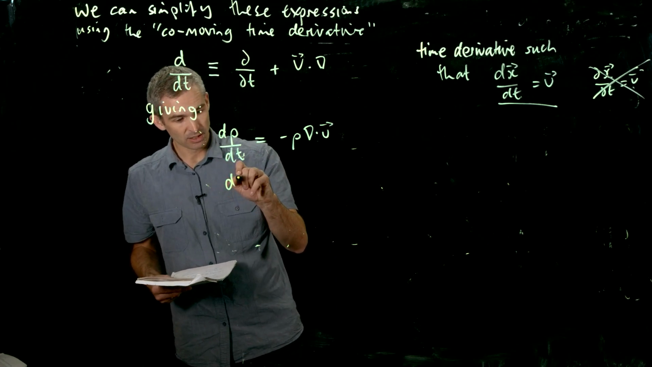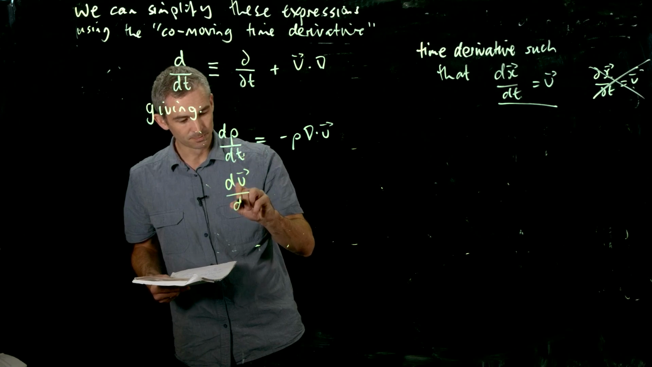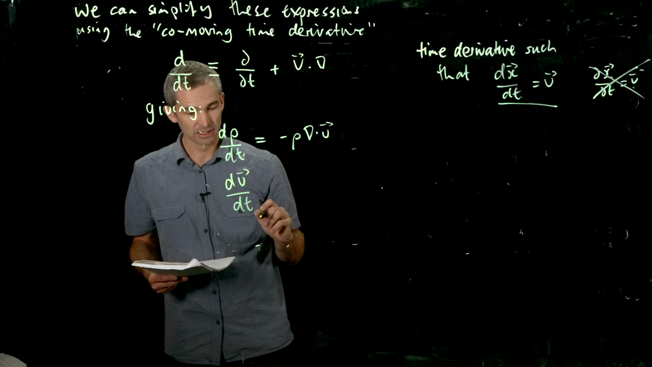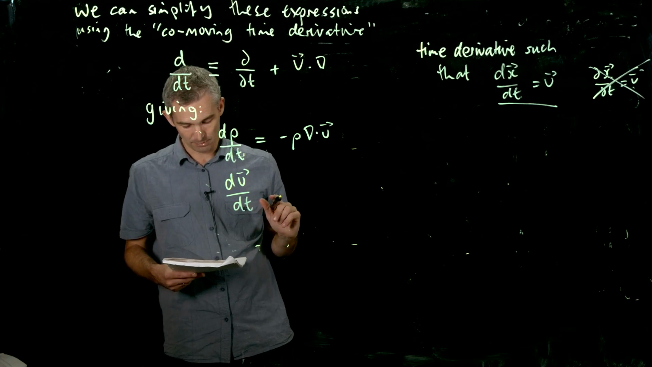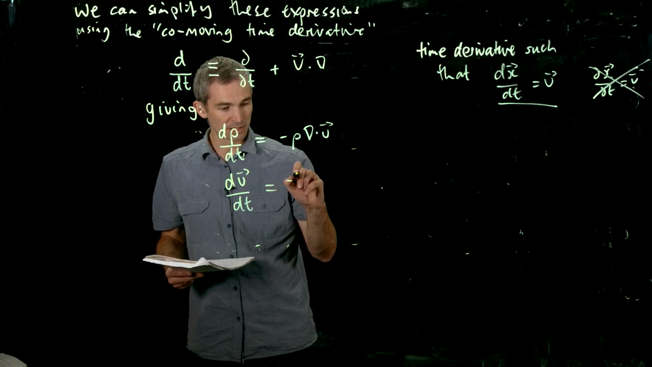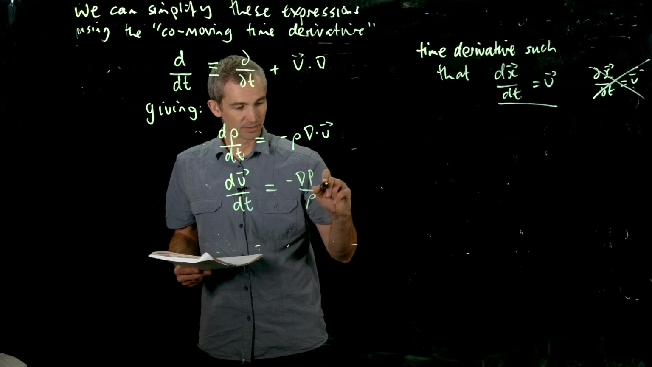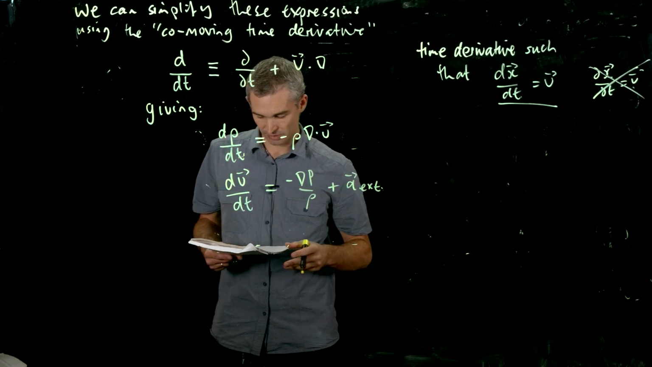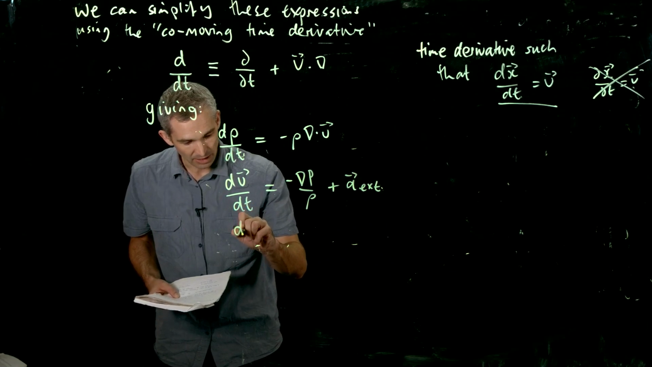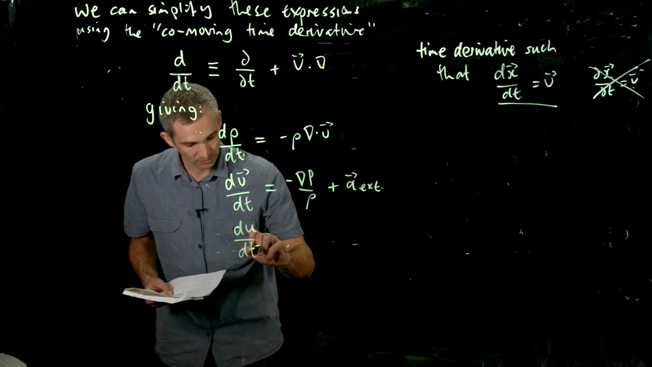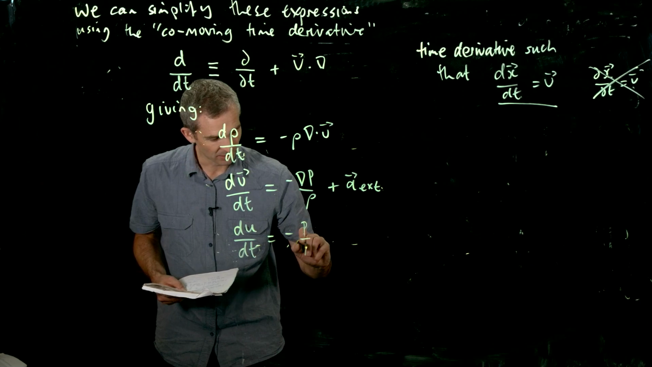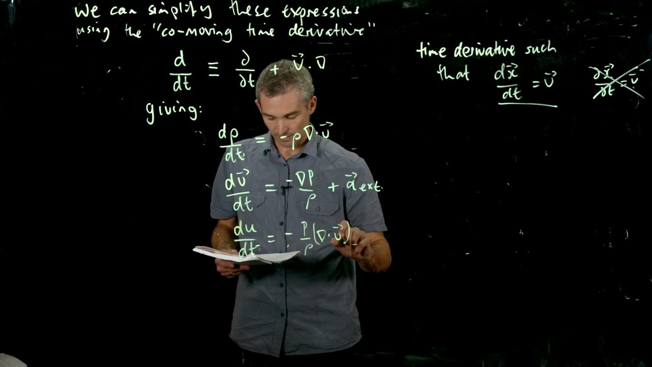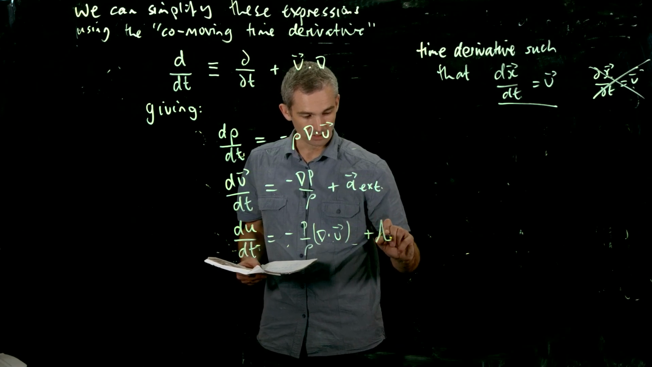And you'll notice already in our momentum equation that we had a dv dt plus v dot grad, and that becomes a total dv dt. So this gives us a minus grad p on rho, so the right-hand side is still the same as before, plus external accelerations or body forces. And we have our du dt equals minus p on rho divergence of velocity plus any heating and cooling terms.